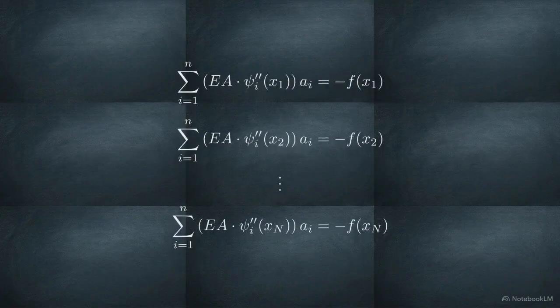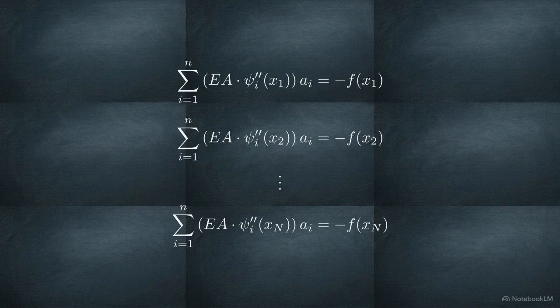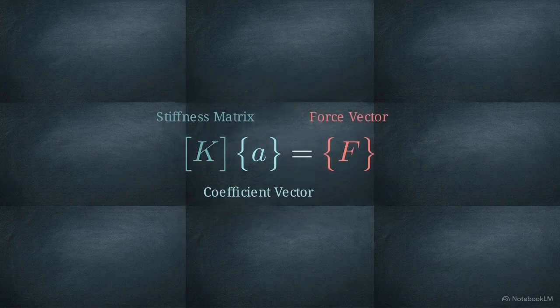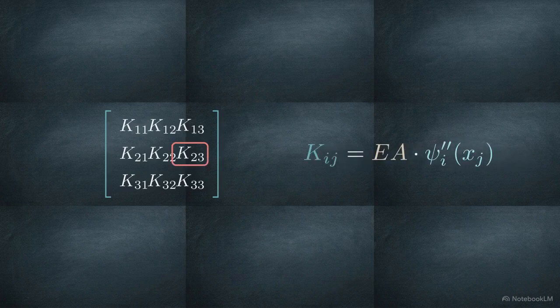We organize this stack of algebraic equations into standard structural matrix form, yielding a stiffness matrix K, a coefficient vector A, and a force vector F. If we look inside the newly generated stiffness matrix, we see how the geometry maps to the math. A single matrix entry, Kij, is explicitly defined as the constant EA multiplied by the second derivative of the trial function evaluated at the specific point. Index i tracks trial functions across columns, and index j tracks spatial collocation points down rows.